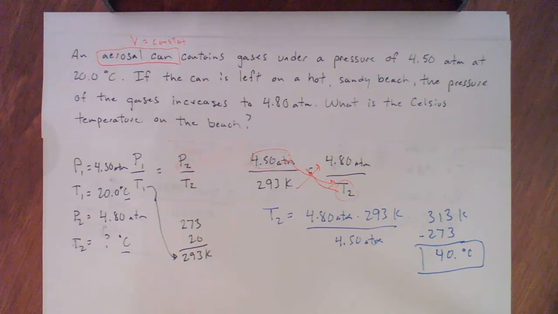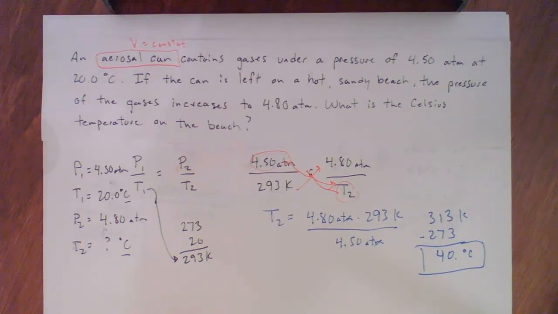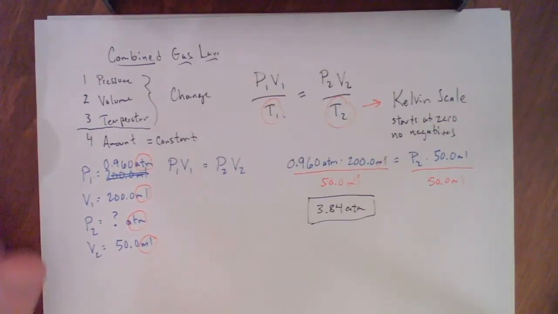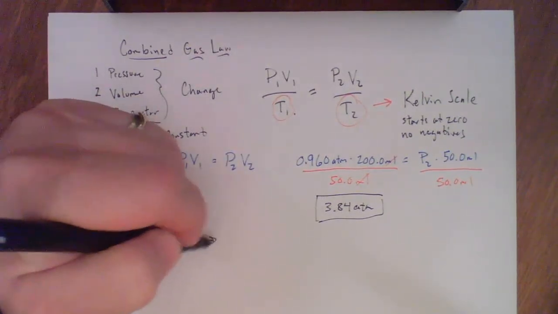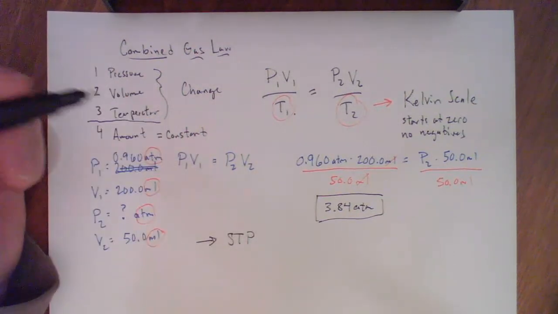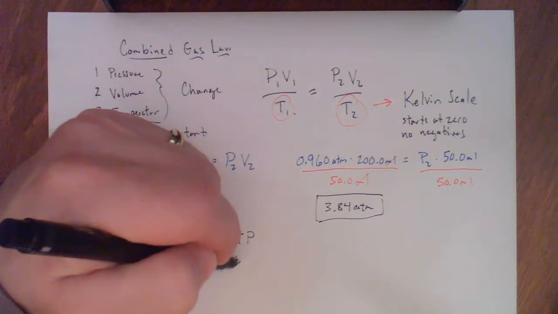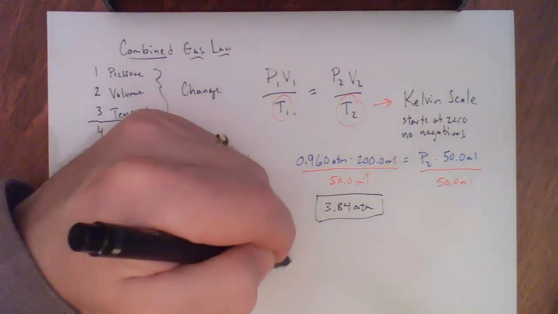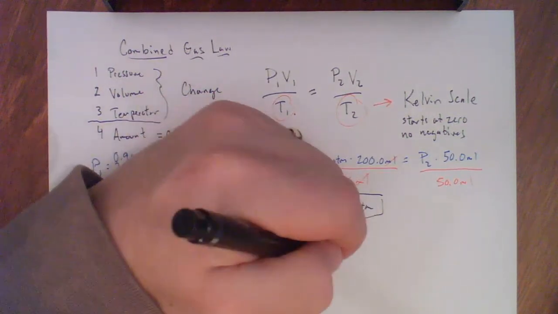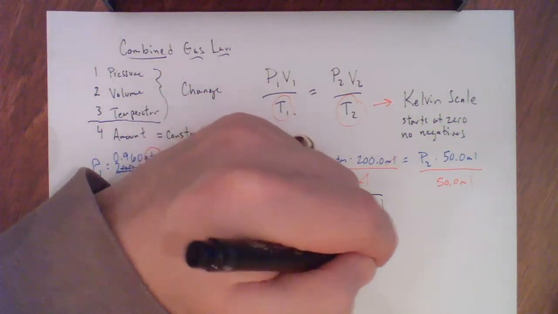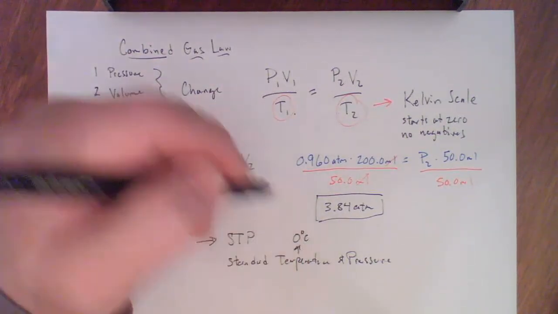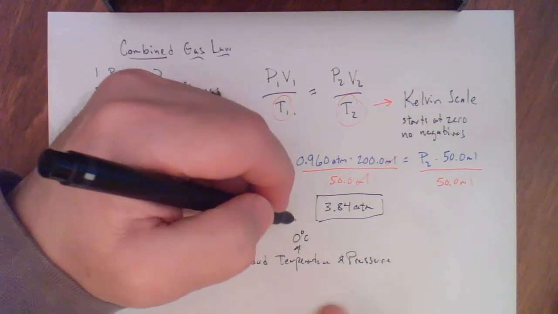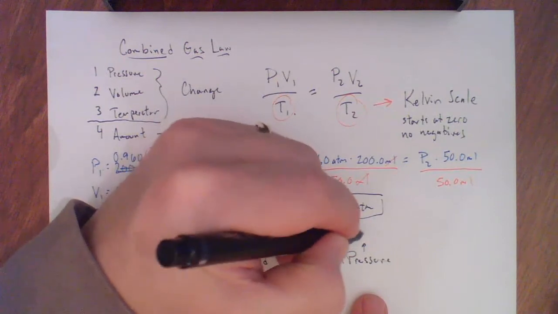One more thing I should bring up: we didn't talk about standard temperature and pressure. So let's talk a little bit about that. This is called STP, standard temperature and pressure. What we do is we tend to standardize gases. So standard temperature is always going to be 0 degrees Celsius. That's the same as 273 Kelvin. And the standard pressure is always 1 atm.